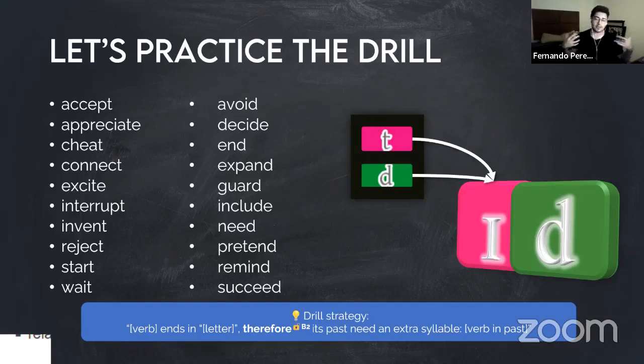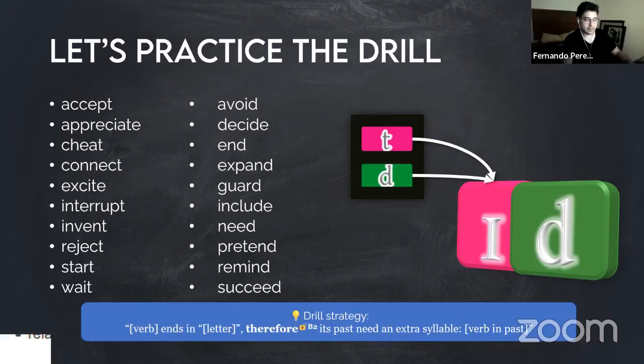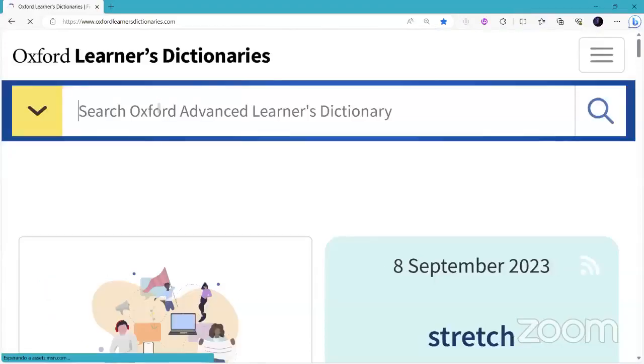Let's make a little memory so Jessie can check the application. Karen, help us remember yesterday's class. How do you know the pronunciation of avoid in past? Avoid ends in letter D. Yeah, correct. Therefore, its past needs an extra syllable. Avoided, no? Pronunciation. Oh, yes, you are correct, but pronunciation.